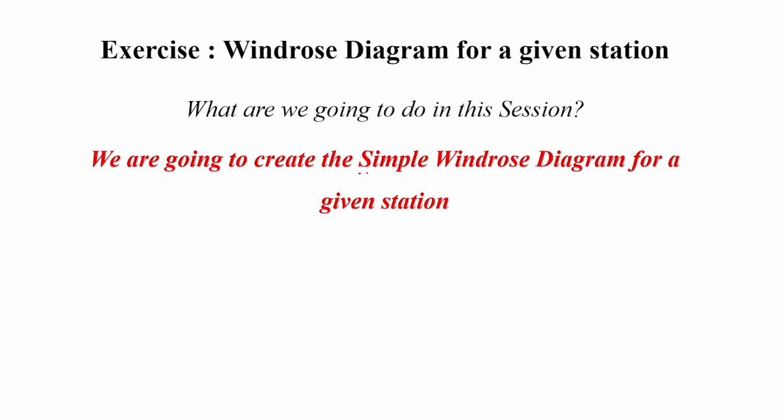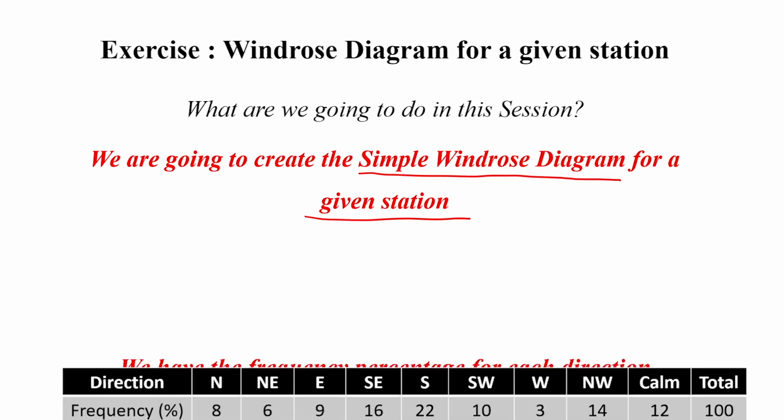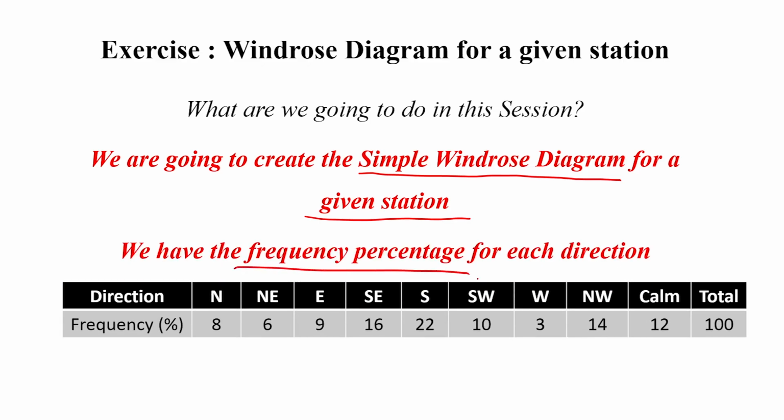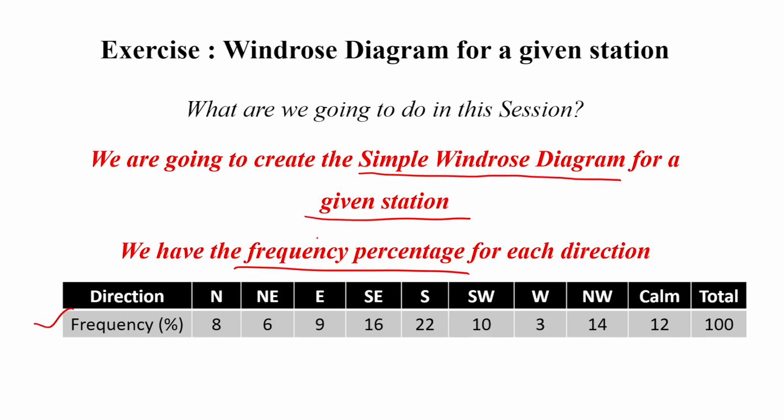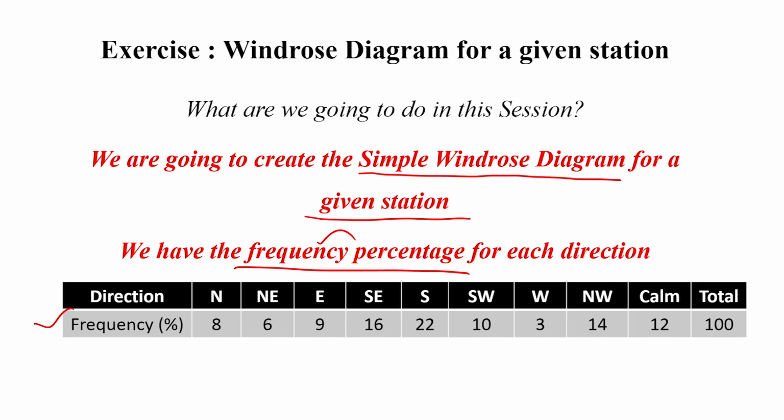We will quickly now jump into a small example. We are going to create a simple Windrose diagram for a given station. One step that I have done for you is that I have already calculated the frequency percentage. In your exams, or even in most places, you might get this data directly, and once you get this data you can go with the basic calculations. I have also given you this particular table here, with the percentages as an input to you.